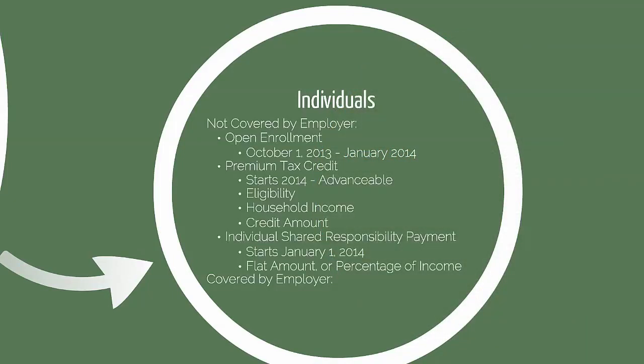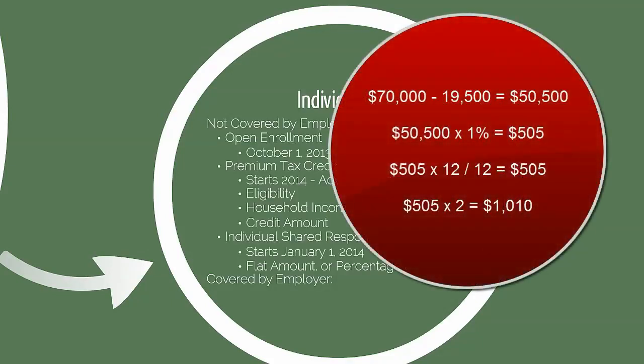But let's take this a step further because the payment could end up being much more. Let's take a look at a married couple earning $70,000. The taxpayer and spouse do not have coverage for 12 months. The minimum penalty would be $1,010 for 2014. And that would be because they have $70,000 in gross income.